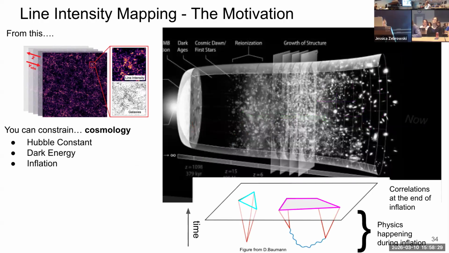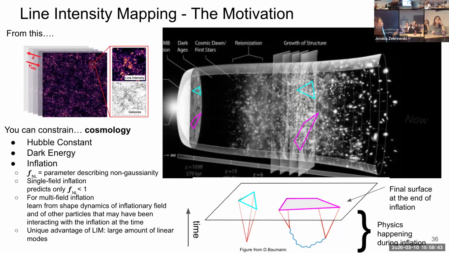Additionally, you can constrain inflation. Correlations at the end of inflation are because of physics that happened during inflation and imprinted there. When we make line intensity mapping maps, we study them via their statistical correlations, but these are actually primordial in nature. We can name this parameter FNL, which describes the degree of non-Gaussianity we see in these maps.